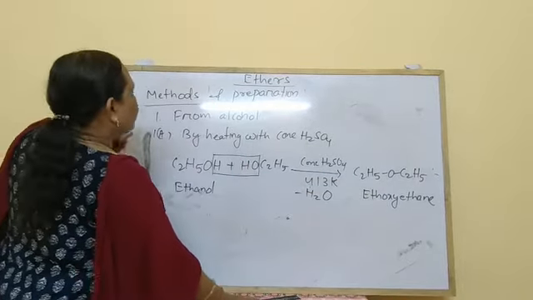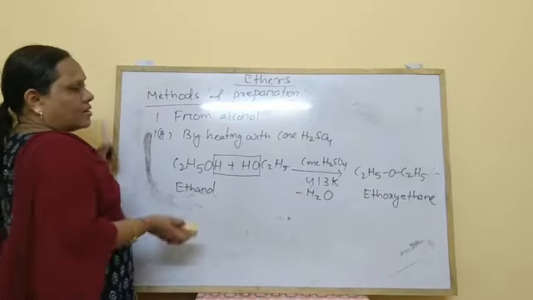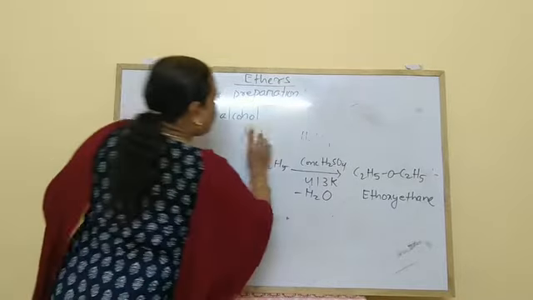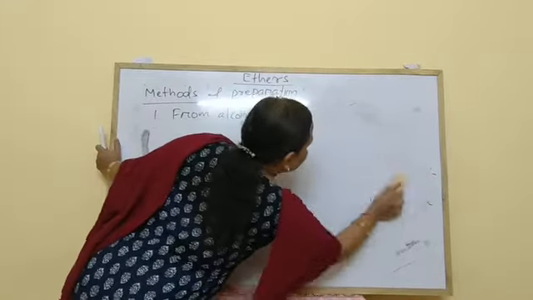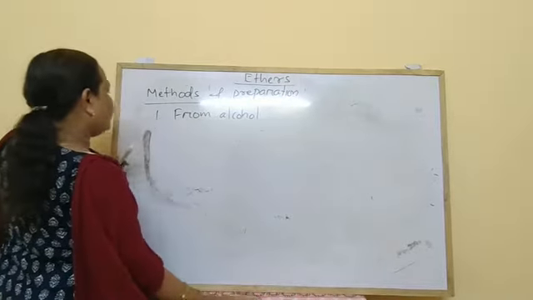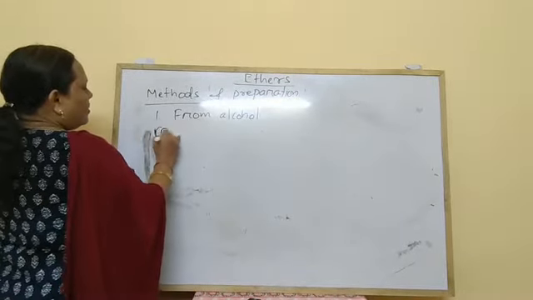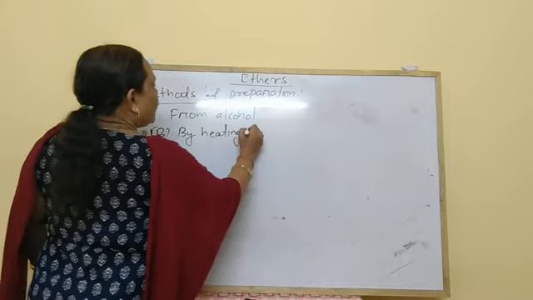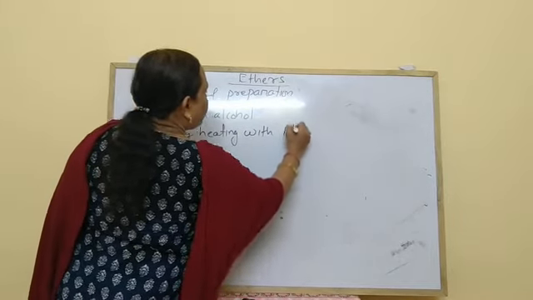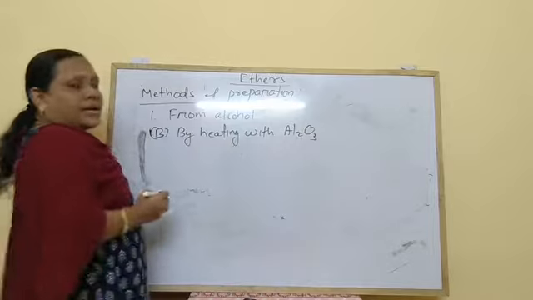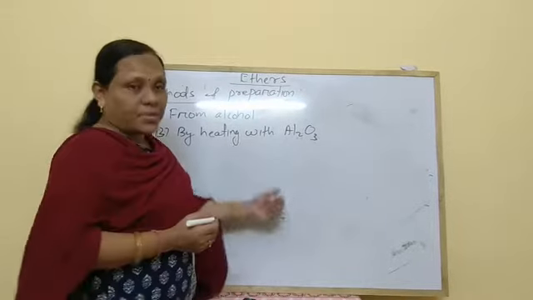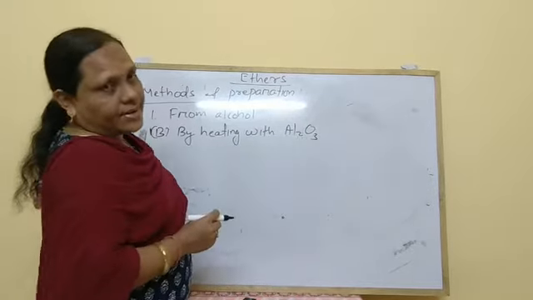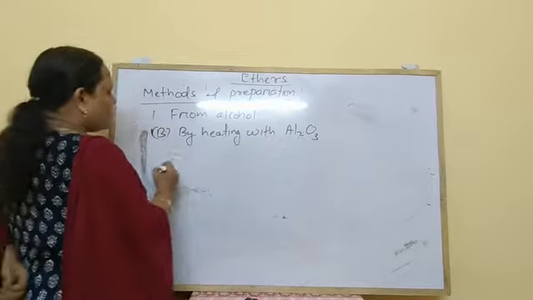Next, an ether can also be prepared from alcohol by heating with alumina. So when an alcohol is heated with alumina at 523 Kelvin, it forms an ether.